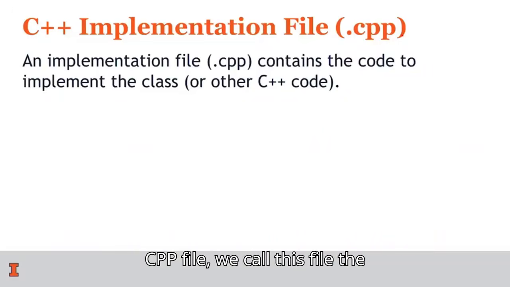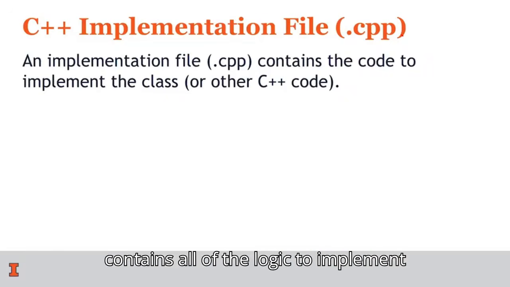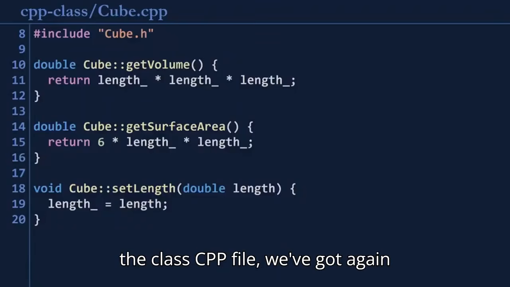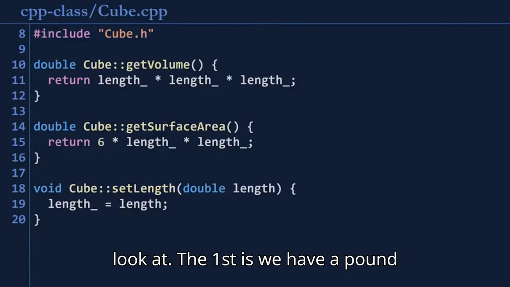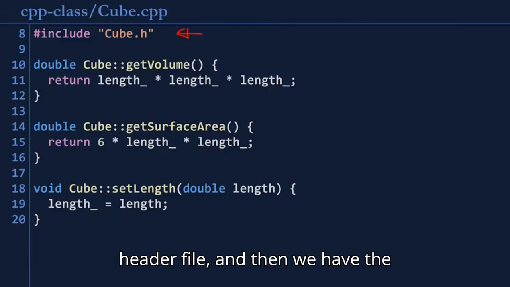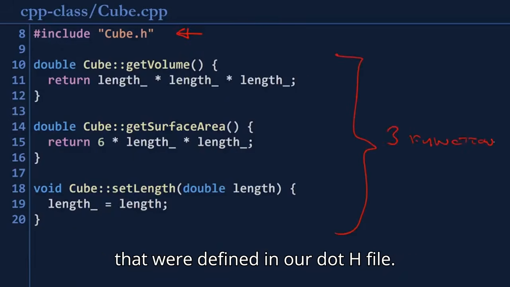In the CPP file, which we call the implementation file, is the code that contains all of the logic to implement our class. Let's take a look at this. In the class CPP file, we've got, again, 3 different areas that we want to look at. The first is we have a #include that includes a reference to our header file, and then we have the implementation of our 3 functions that were defined in our .h file.